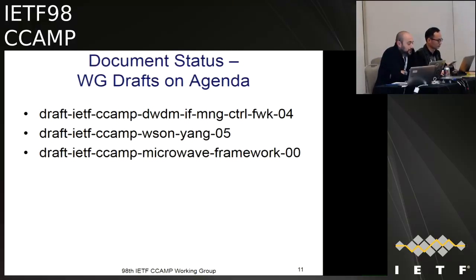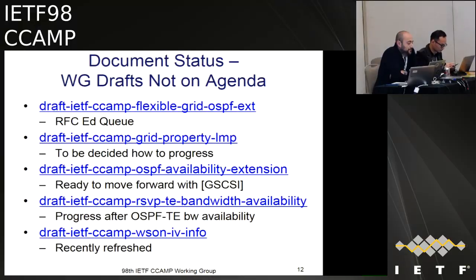Working group drafts. We have three documents being discussed today and a number of documents that will not be discussed. We received some updates on the mailing lists and just summarize them here. The FlexiGrid OSPF is in the editor queue. The document is done, approved. It's just a matter of doing the right stuff. We needed to take a decision on how to progress the LMP extensions for FlexiGrid. The document has been around for a while, but there was not big interest, if I correctly remember, from the last meeting on the document. So we need to decide how to progress that.